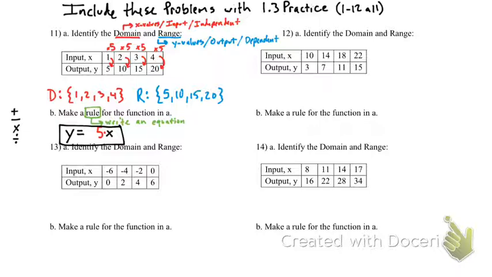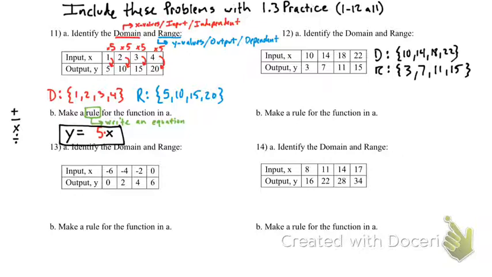Let's go through it. All right, so domain and range should be fairly simple. Your domain should look something like this: 10, 14, 18, 22. And your range is just the y values: 3, 7, 11, 15. Okay, so domain and range are there.